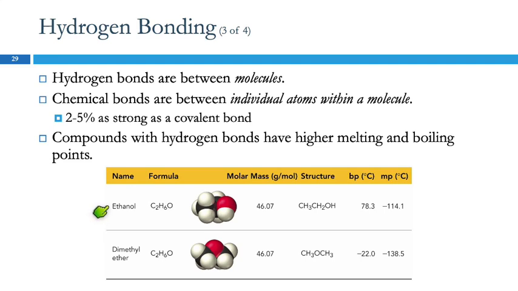Here we can look at ethanol and dimethyl ether. Both of these compounds are polar. Let's just look at the Lewis structure because it's not obvious there. So that's ethanol. Dimethyl ether has the same number of carbons and hydrogens, but they're arranged differently.